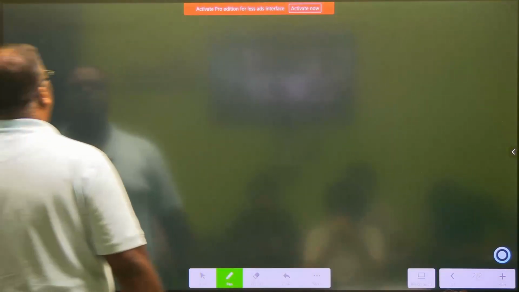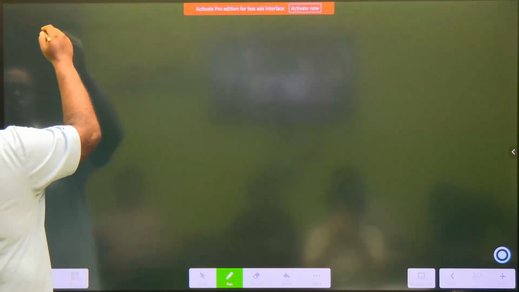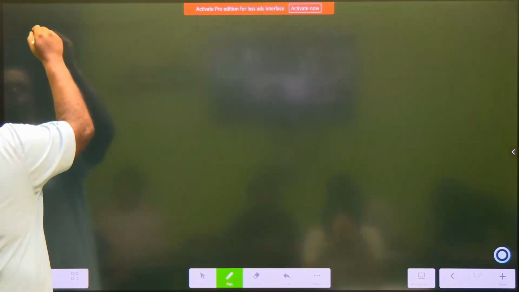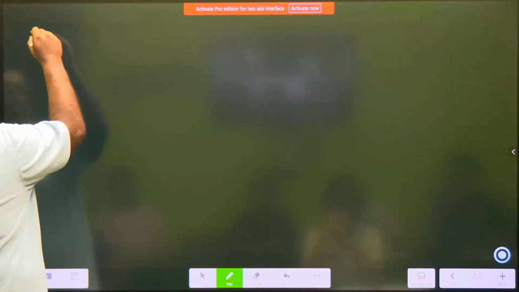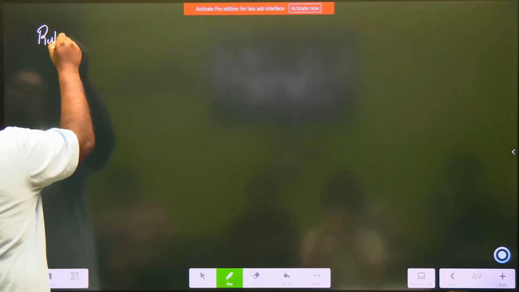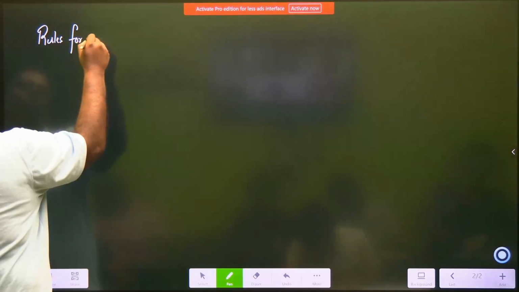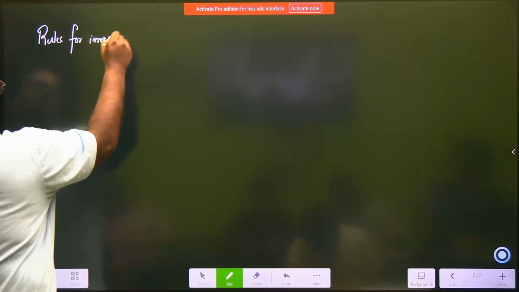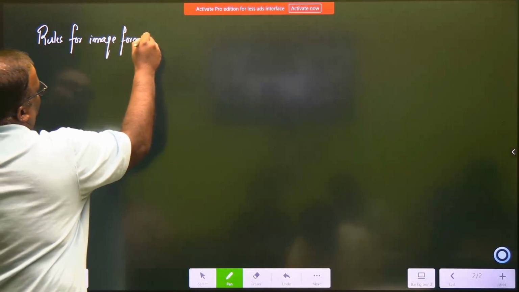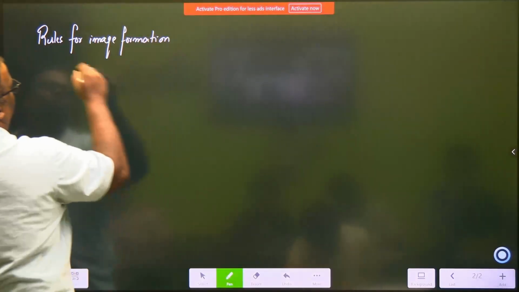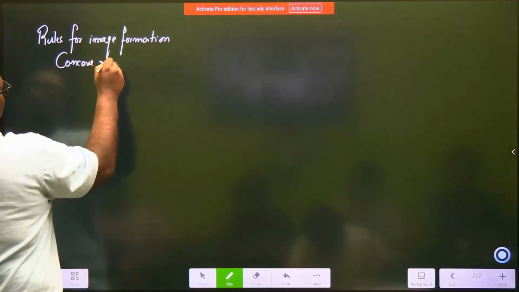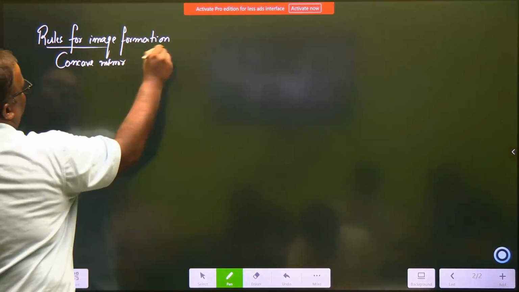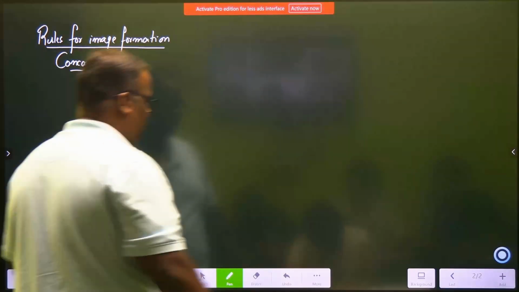Now starts the interesting part of the movie. Now we will see image formation. Before image formation, we always need to know the rules. Before my class, I always say some rules. The rules are important. So we will see rules for image formation. And that's for our favorite boy. Who is our favorite boy? Concave mirror.